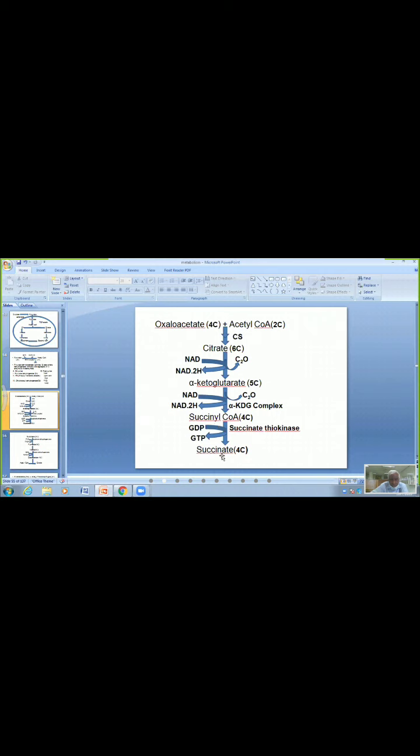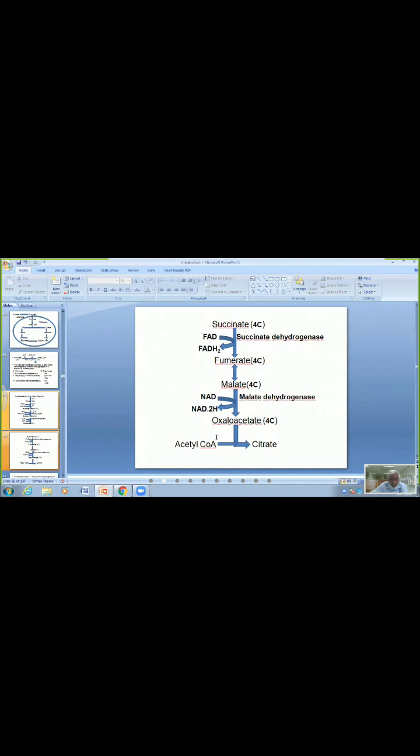Here, one molecule of ATP equivalent, that is GTP, is produced. GTP and ATP are almost the same, just the name is a bit different. The GDP is converted, and this ATP or GTP is produced at substrate level. This is the energy that is produced directly in the TCA cycle. All other energy you see is produced when the reduced coenzymes are oxidized in the respiratory chain.